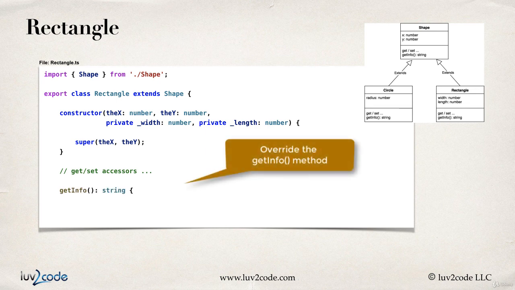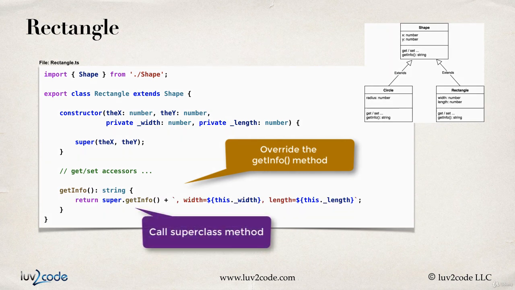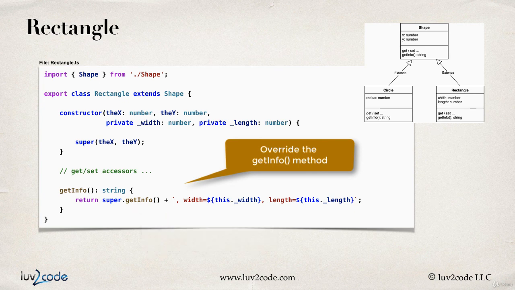Then we override the getInfo method to give our own specific implementation. Here I say return super.getInfo, so I call that superclass method. Then I add on the specific information for this given subclass. So I have width equals this underscore width and length equals this underscore length. That's basically it for rectangle.